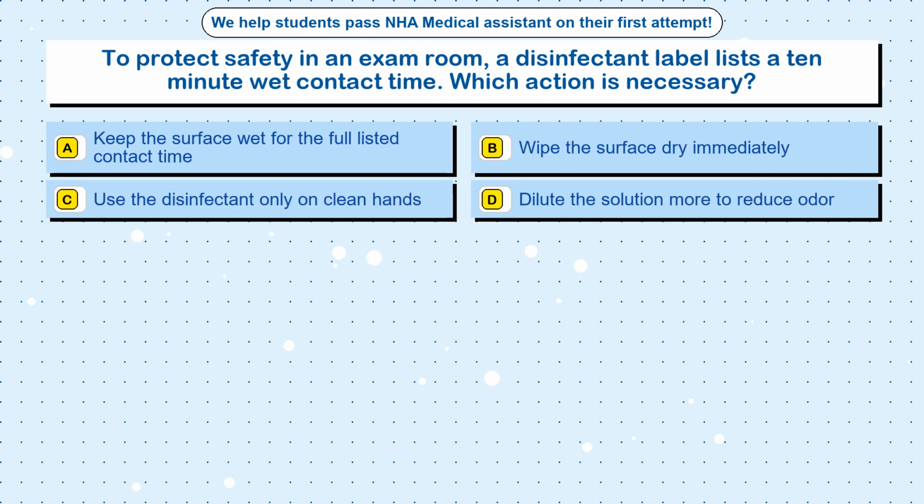Question 48. To protect safety in an exam room, a disinfectant label lists a 10-minute wet contact time. Which action is necessary? Option A, keep the surface wet for the full listed contact time. Option B, wipe the surface dry immediately. Option C, use the disinfectant only on clean hands. Option D, dilute the solution more to reduce odor.